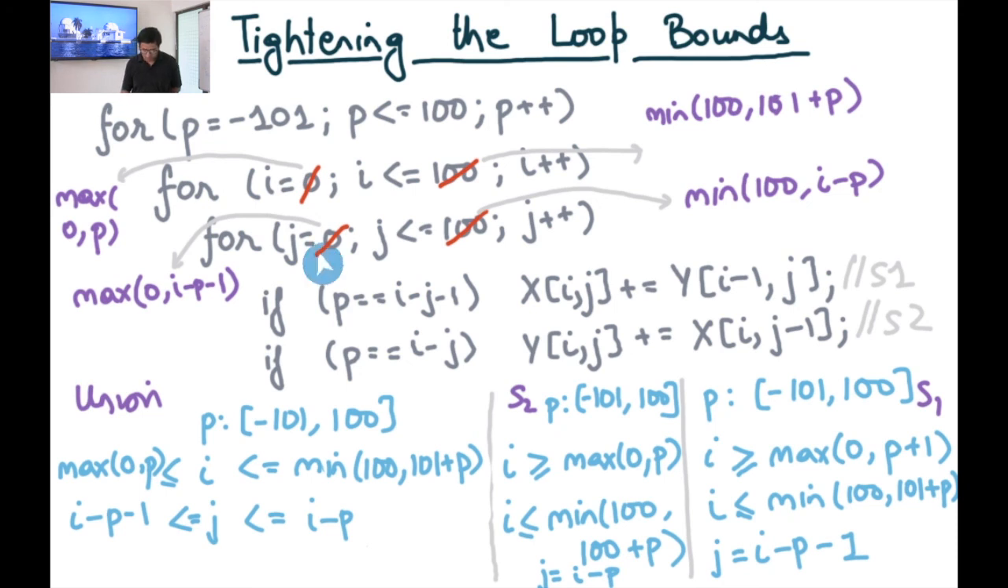And notice that the number of values that J takes is very small. It's at most 2 for a given value of P comma I. And so the overall number of iterations hasn't become cubic or anything like that. Although the code still looks like a triple loop nest, the number of iterations actually remains quadratic. And so that's our desired solution.